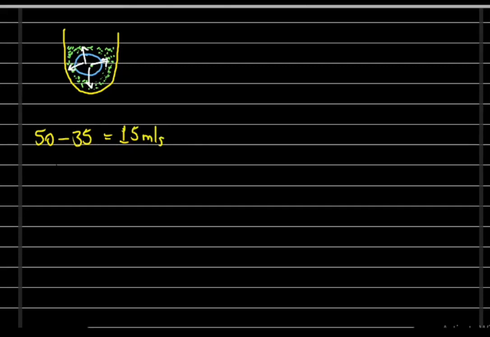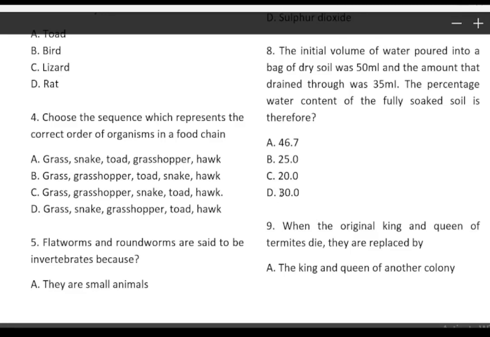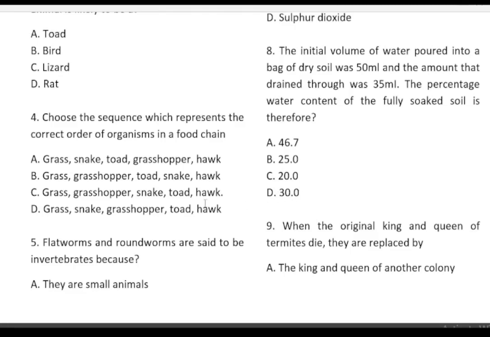So the percentage of water in the soil now is 15 divided by 50, which is the total amount of water that was poured into the soil, multiplied by 100 over 1, since we are looking for a percentage. So 50 here 1, 50 here 2. So we have 15 times 2, which is going to give us 30%. So 30% is the answer we are looking for. So that is the percentage of the water that is held by the soil. So option D is our answer.